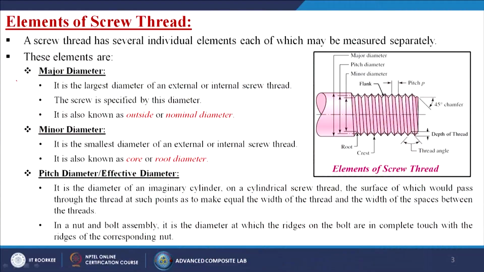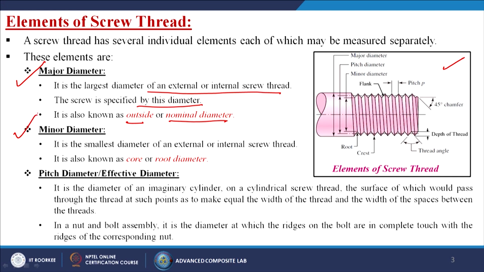First one is the measured diameter. It is the largest diameter of an external or internal screw thread. Whatever I am talking about, you can understand from this image. This is the measured diameter over there. The screw is specified by this diameter only. It is also known as the outside or nominal diameter.